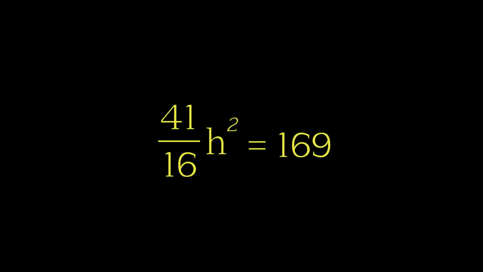Are you wondering why it became 41/16h squared? Well, because 25/16h squared plus h squared is the same as 25/16 plus 1. And that's where we got 41/16. So let's continue. Now that we have the width, we can now find the length.